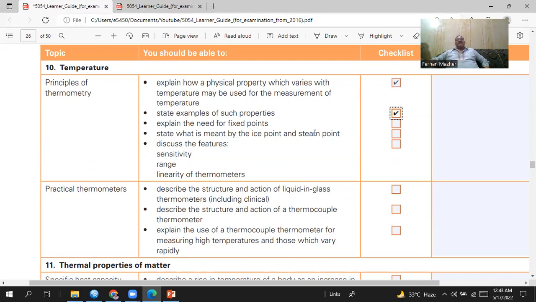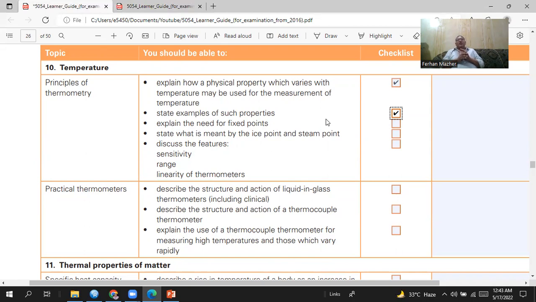Then he says, explain the need for fixed points. Okay, so whenever we make a thermometer, we use two fixed points. One is called the lower fixed point. One is called the upper fixed point. The lower fixed point is also called the ice point. The upper fixed point is also called the steam point.